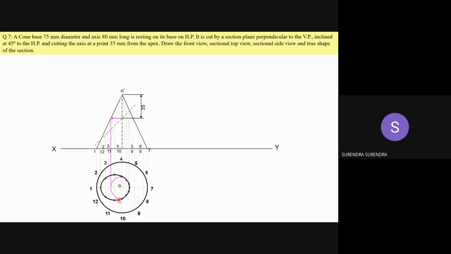Now, highlight the retained part and leave the remaining with the 2H pencil. So let these be A, B, C, D, E, F, G, H, I, J, K, L. And on the front view, A dash, B dash, C dash, D dash.